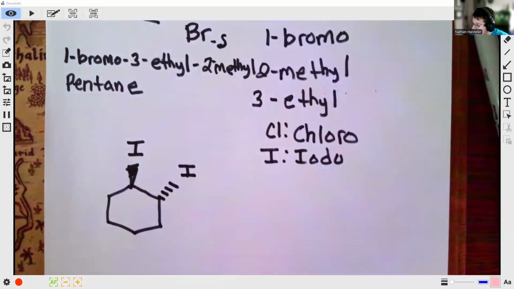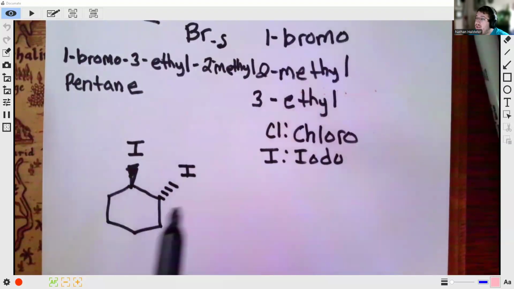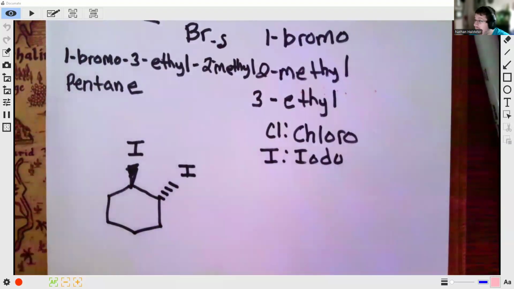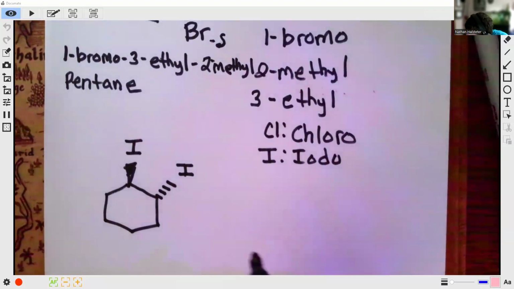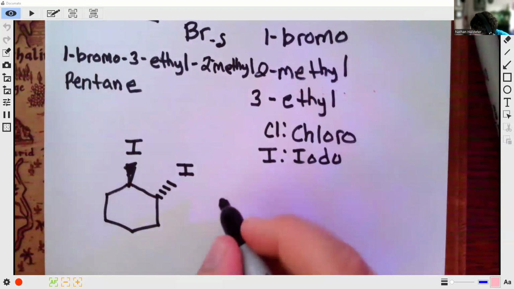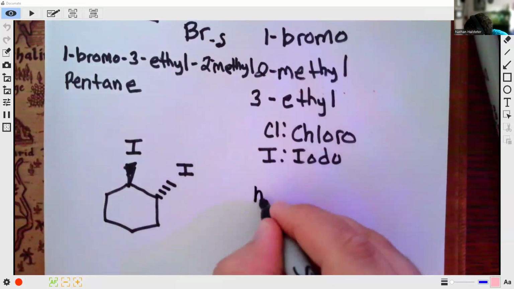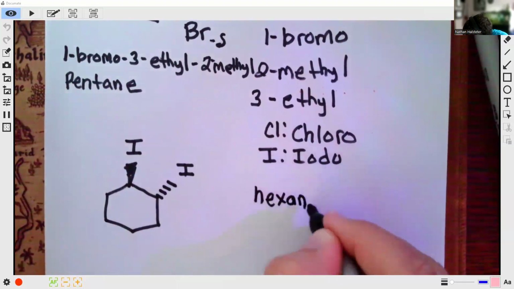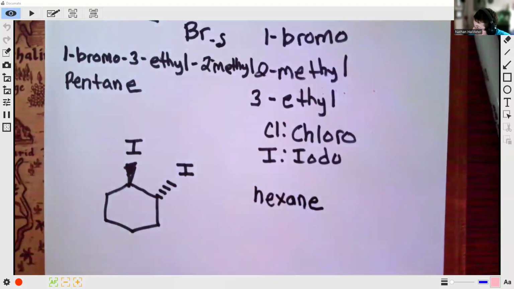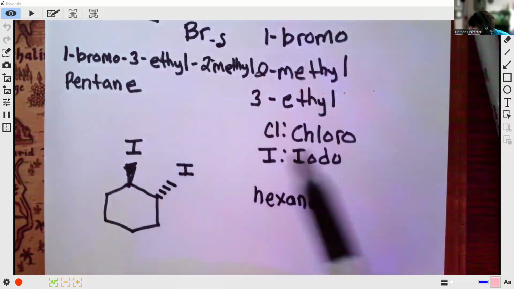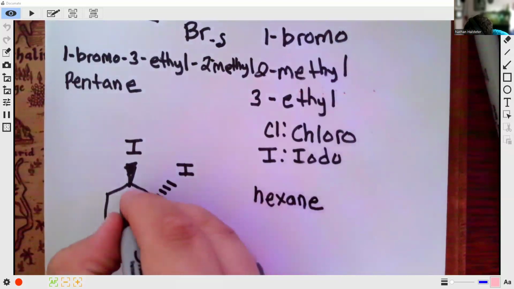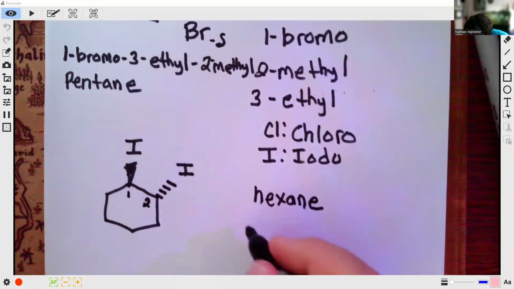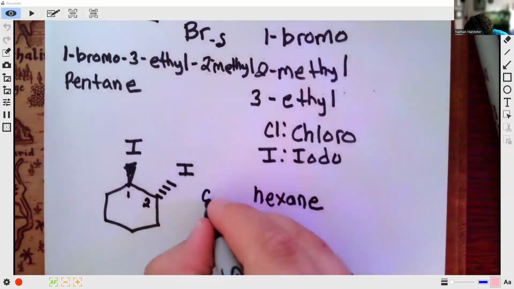Let's try this one. I won't make you include R and S in the name here, but I would expect you to know what type of isomer, or excuse me, what type of conformation this is in. So again, pause, try it on your own, and I'll start writing it out. So we have a 6-membered ring. So it should be a hexane. From there, we have two iodos. So we're going to start wherever we want. I'm going to start at the top. 1, 2. We also are in a ring, so we should have cyclo.